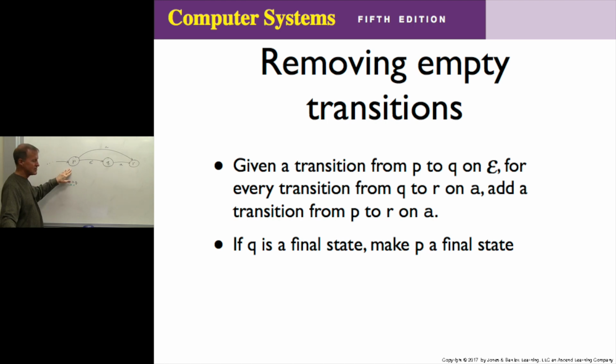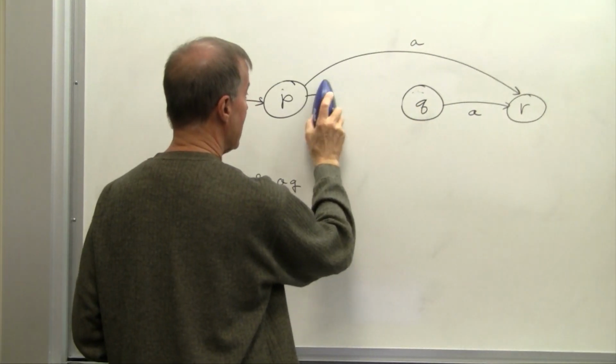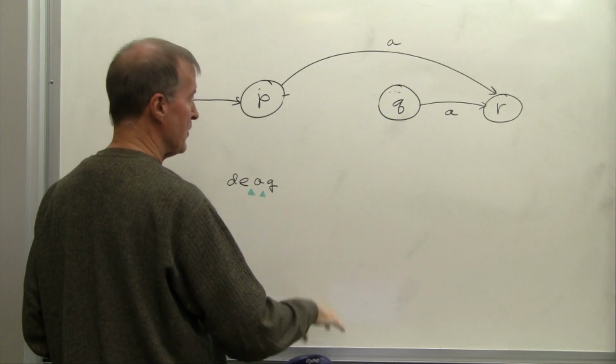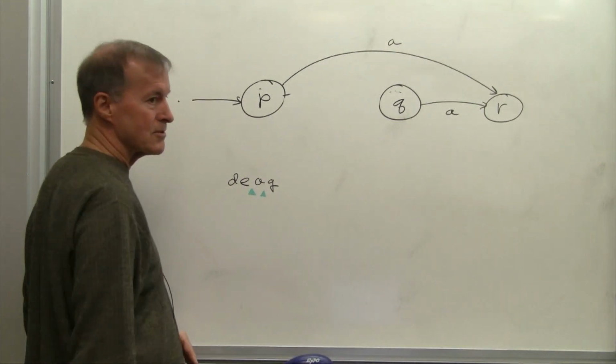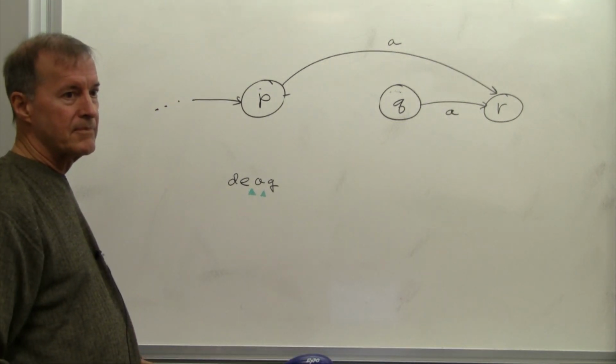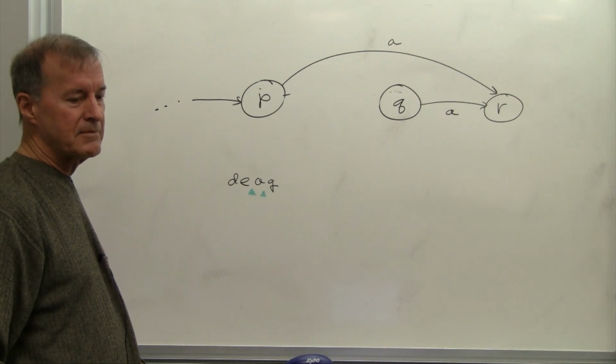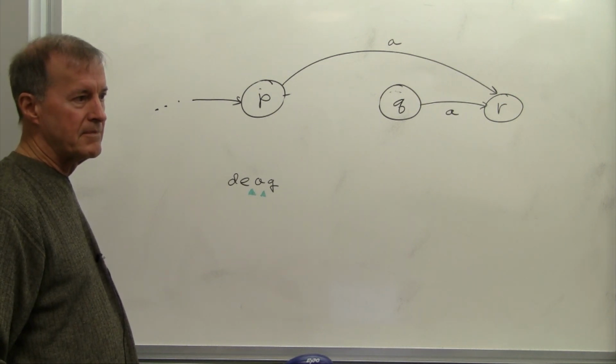So this pictorially is justification for this rule. Given a transition from P to Q on the empty transition, for every transition from Q to R on A, add a transition from P to R. And then with that what happens then is this, that takes care of this possibility. So then we can just delete this empty transition. Do you see what we're saying? Do you delete state Q also?